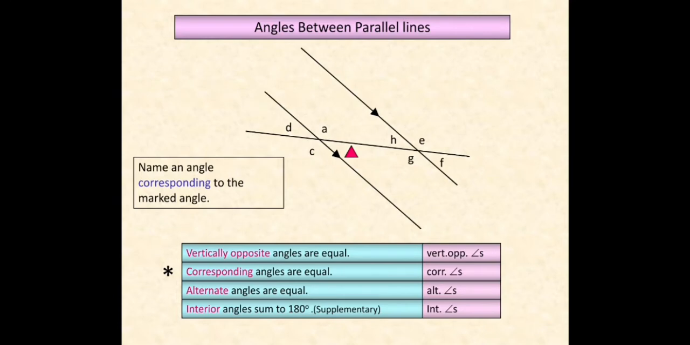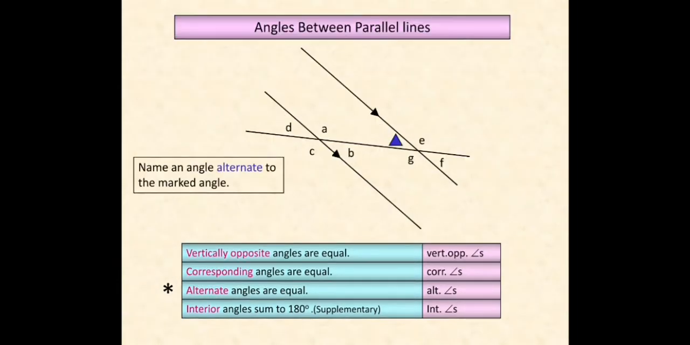Here, name an angle corresponding to the marked angle. We return back to corresponding. So having the shape of F, this marked triangle is corresponding with angle F. Here they want an alternate interior angle, so the marked angle is alternate with B. Here also they are asking about interior. Which angle is interior to the marked angle? It's H. So both of them, their sum is 180.